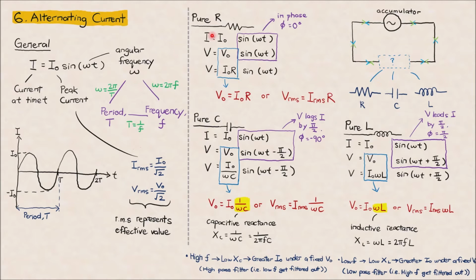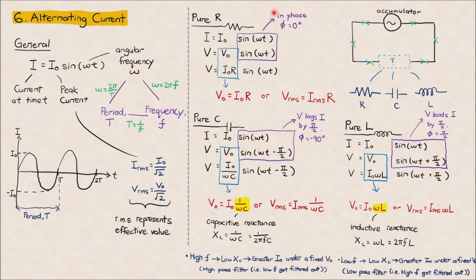For this case, if our current varies with the equation I naught sine omega t, and we measure the voltage across the resistor, what we will see is that the voltage varies in phase with the current. So if our current is I naught sine omega t, then our voltage should be V naught sine omega t. They should be in phase if what you install here is a resistor.